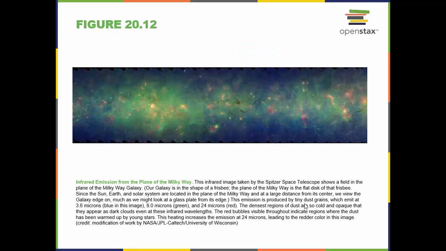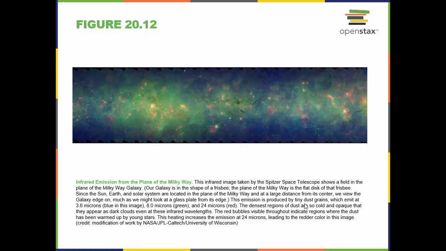So now we can see the infrared images of the plane of the Milky Way. And if you remember, infrared is the wavelengths of electromagnetic waves that are just below red, right? And you pretty much think of them as heat. This image was taken by the Spitzer Space Telescope, and it shows a field in the plane of the Milky Way. Our galaxy is roughly the shape of a frisbee, and the plane of the Milky Way is the flat disk of the frisbee.